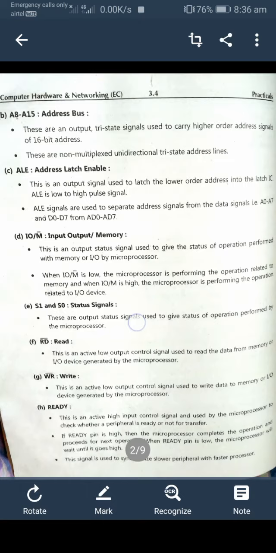RD means read. This is an active low output control signal used to read data from memory or input output devices, generated by the microprocessor. WR means write. This is an active low output control signal used to write data to memory or input output devices, generated by the microprocessor.